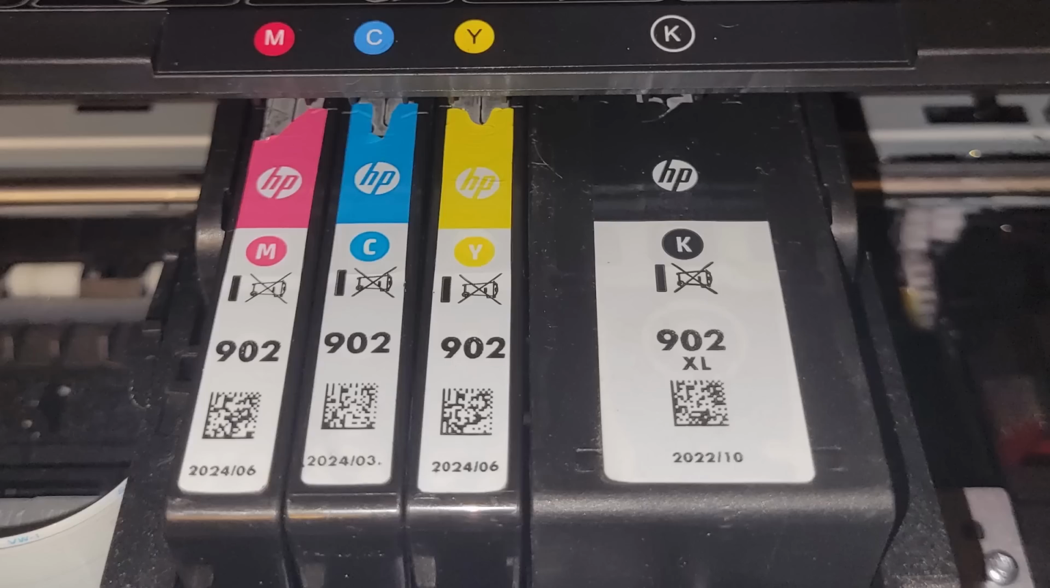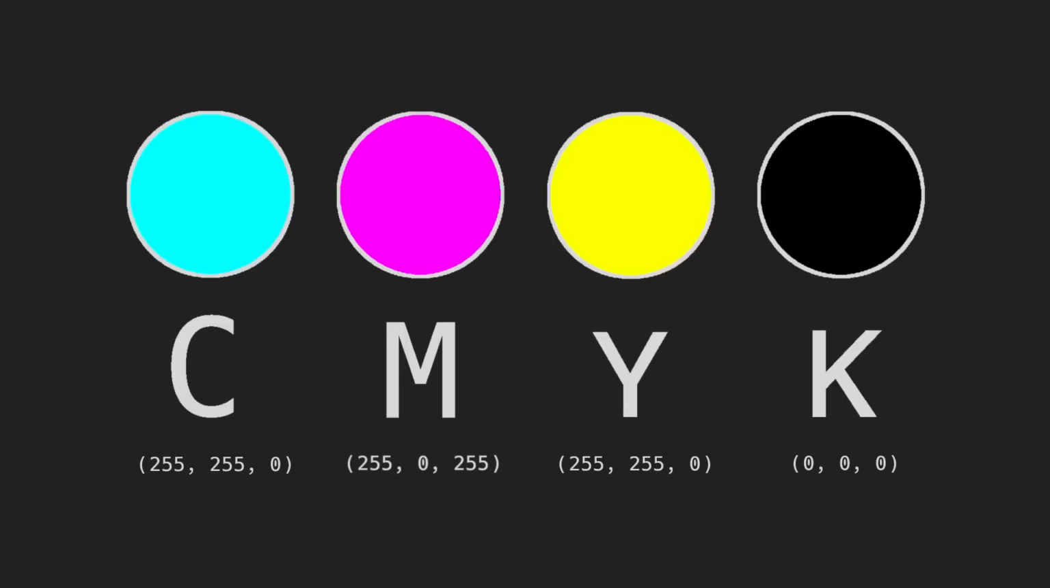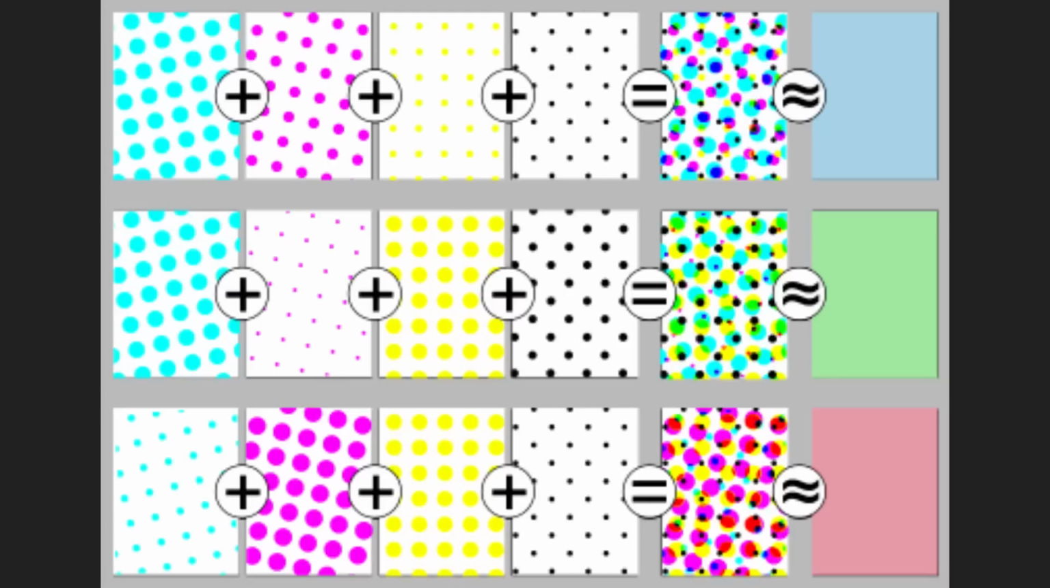But first, we need to talk about printers. Printers use cartridges that come in 4 different colors: cyan, magenta, yellow, and black. They then place dots of different sizes to create any color in a technique called halftoning.